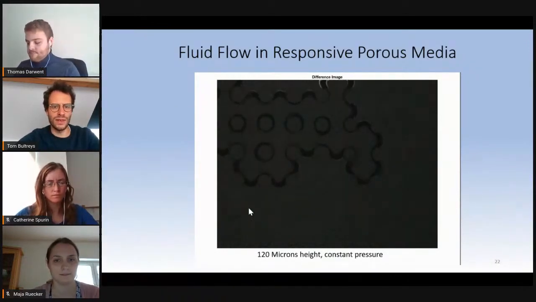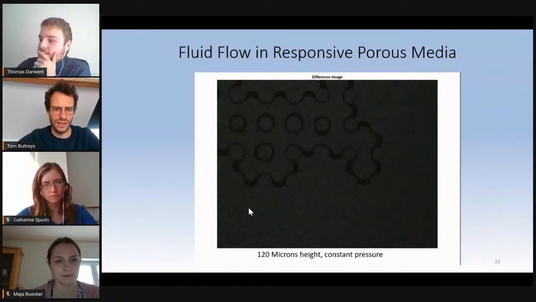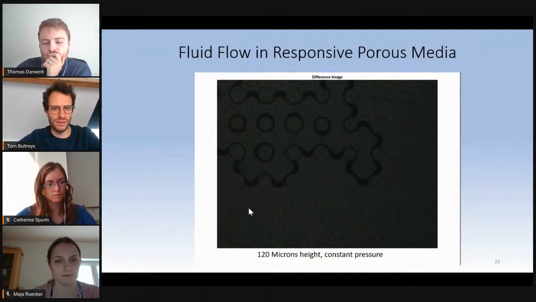But the other thing I was wondering about is that one of the differences in drainage is that in constant pressure, you wouldn't expect Haines jumps, though you can kind of see Haines jumps here, I think. Yeah, so which might be due to, I don't know, size effects or whatever. But I was wondering if that could be another reason for why you see a difference.